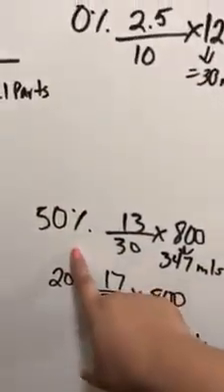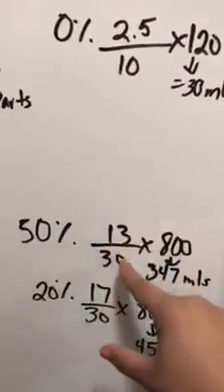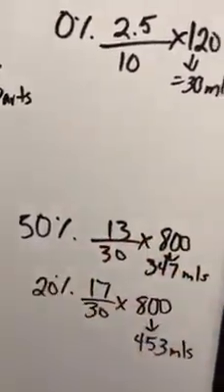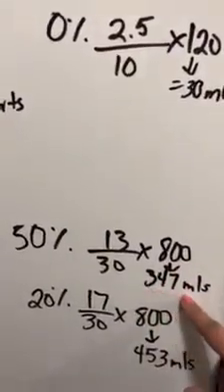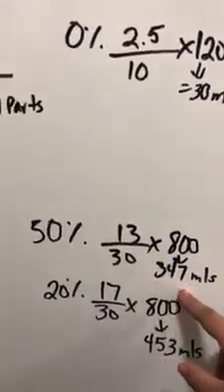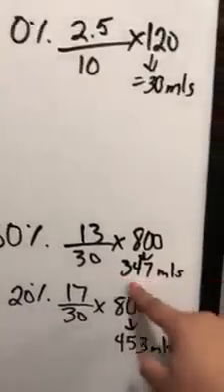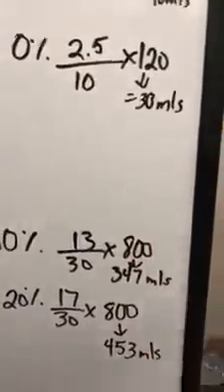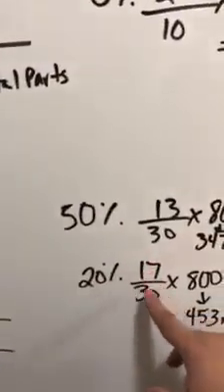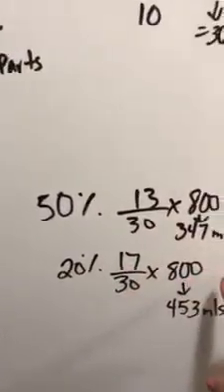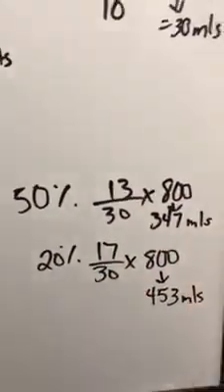For the 50% solution, 13 out of 30 total parts belongs to the 50%. Multiply it by 800. You get 347. I think it was 346.6, but you must round. You have to round. There's no point decimals and all of that. The 20%, 17 out of 30 total parts times 800, 453 mLs.